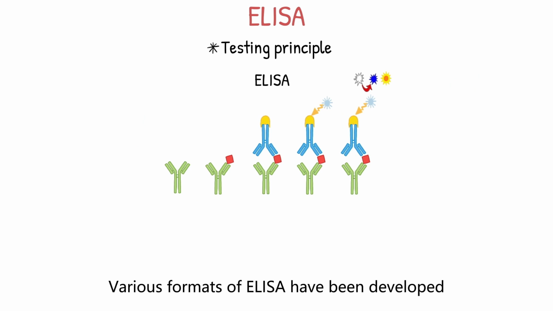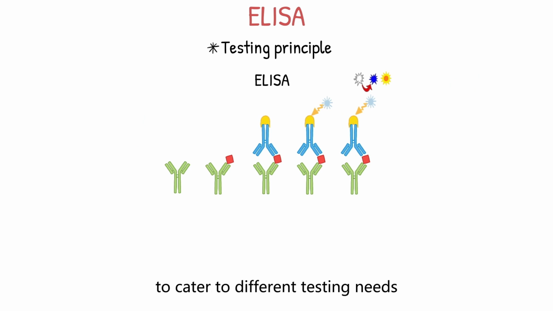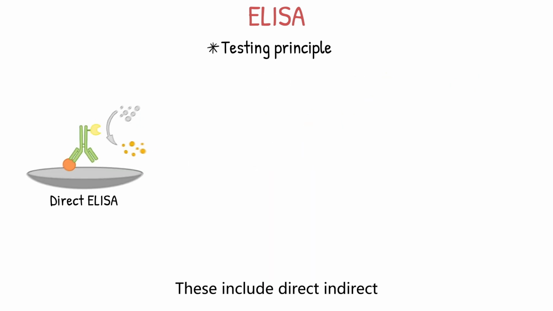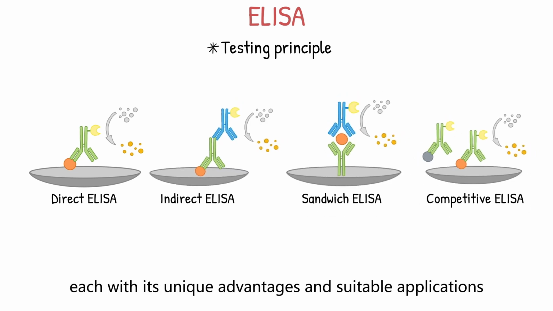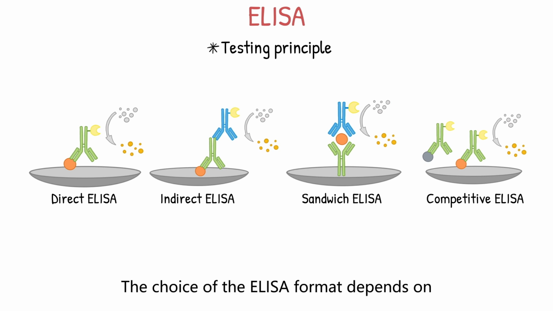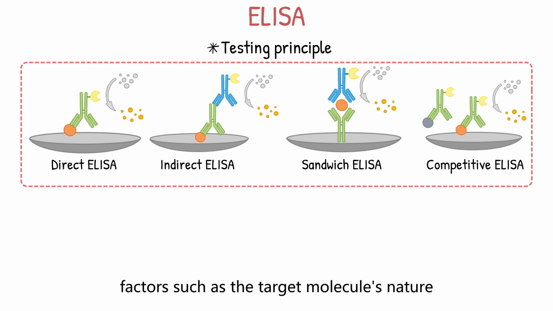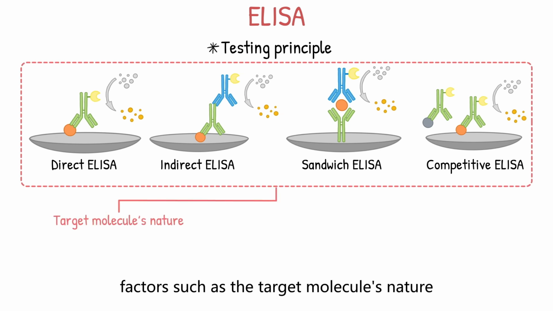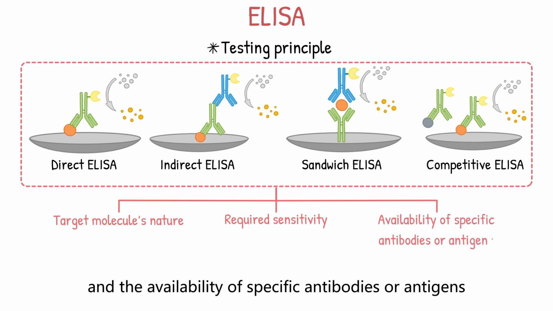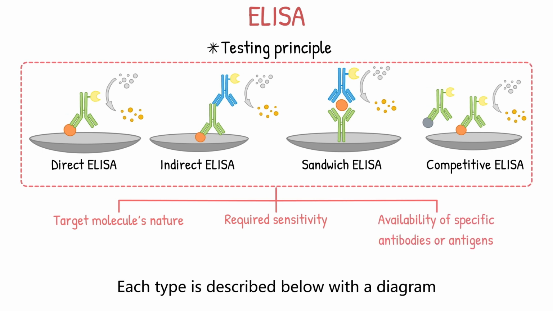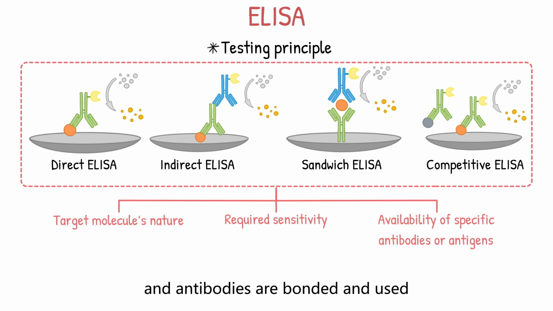Various formats of ELISA have been developed to cater to different testing needs. These include direct, indirect, sandwich, and competitive ELISAs, each with their unique advantages and suitable applications. The choice of the ELISA format depends on factors such as the target molecule's nature, the required sensitivity, and the availability of specific antibodies or antigens. Each type is described below with a diagram illustrating how the analytes and antibodies are bonded and used.